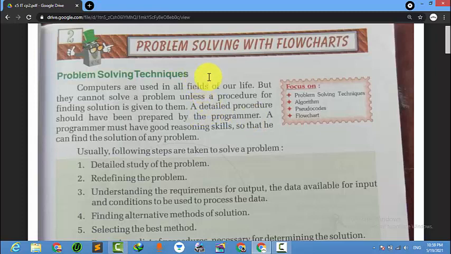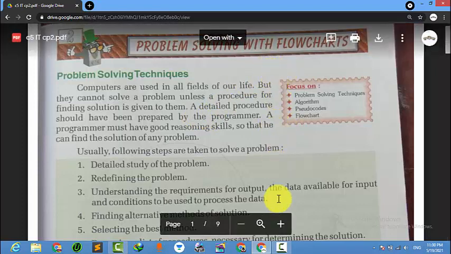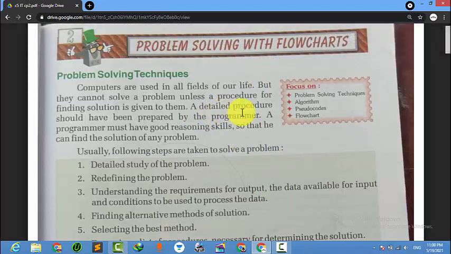Suppose someone is making some kind of software. In order to make a software, the programmer is the one who is writing the computer language, those who are coding. So those who are making computer language are called programmers. These programmers, in order to make any computer software, need to take it step by step, because whatever the computer does works step by step.